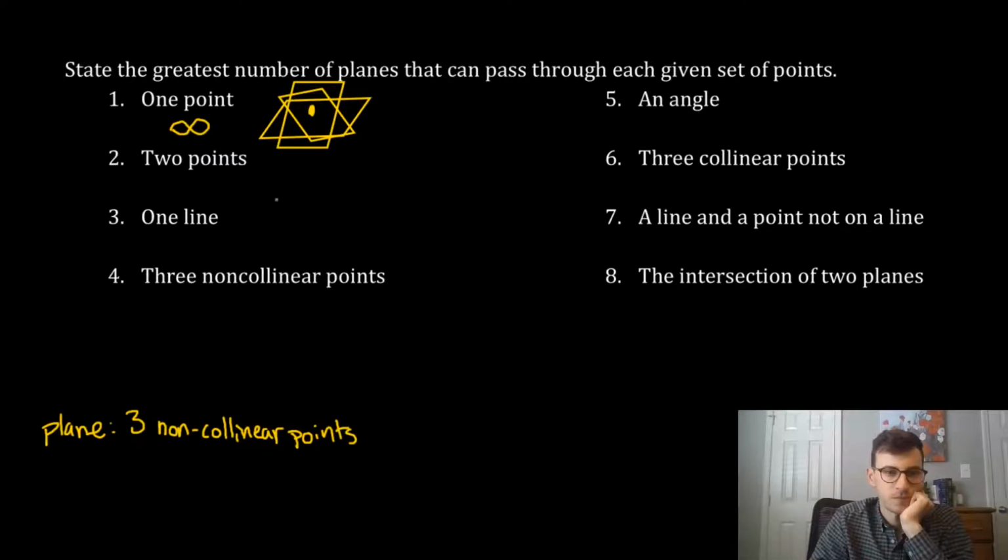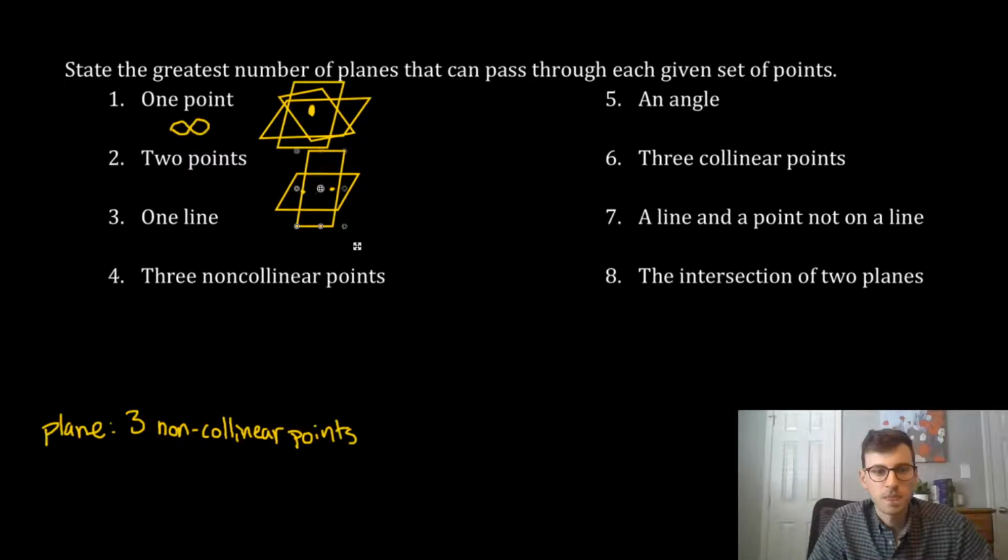Okay, what about 2 points? Well, remember, a plane is made up of 3 non-collinear points. So if I had 2 points, well, I could have the plane that kind of contains them horizontally. But I also could have a plane that contains them vertically. And I could even have a plane that kind of contains them diagonally.